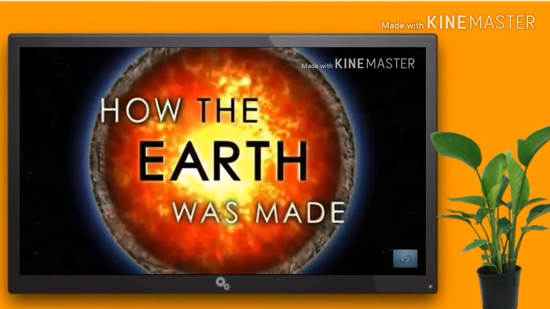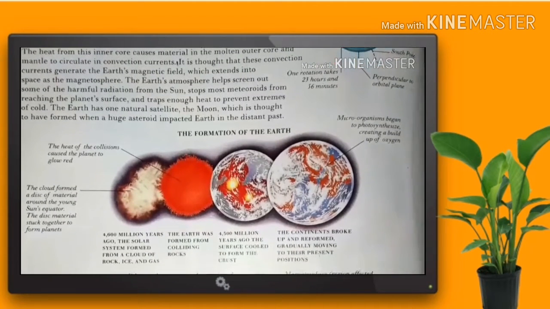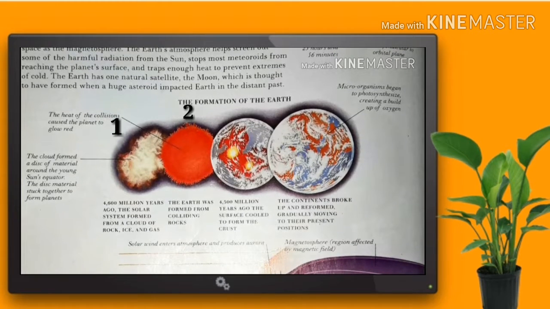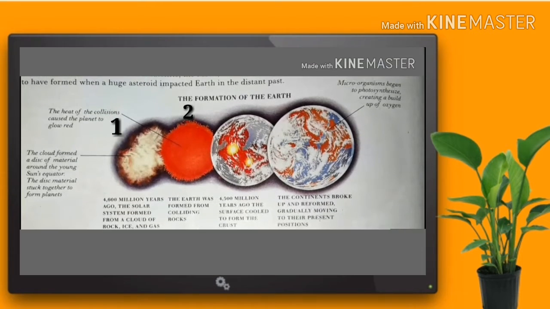Here, the formation of Earth is described in 4 steps. Firstly, the formation of the nebula takes place. Second, the Earth was formed from colliding rocks. Third, the surface cooled to form Earth's crust. Fourth, continents broke up and reformed, gradually moving to their present position.